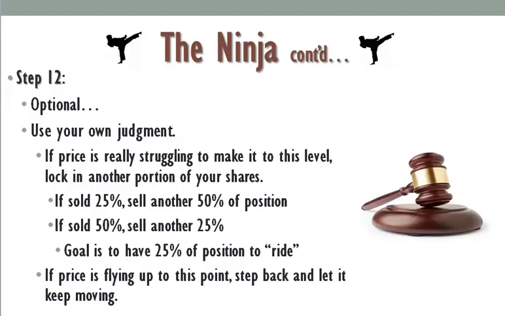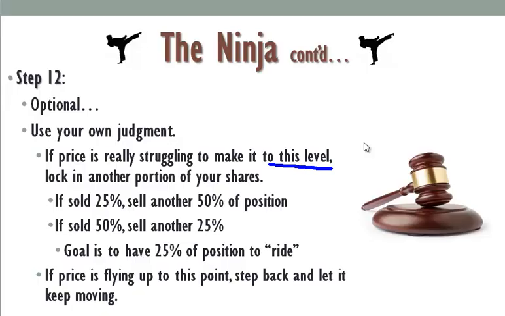And what I mean by that is, if the price is really struggling to make it to this next profit lock area, so this level is being defined as your secondary profit lock point. If it's struggling to get up there, it kind of looks like it's sloshing through mud. It seems like it's breathing heavy. It's maybe got sand in its shoes. It's not a smooth ride. It's not just flying up there. It's just chugging along. Then if that's the case, that's where I'd lock in another portion of your shares.